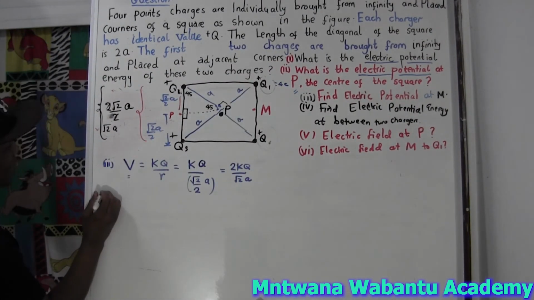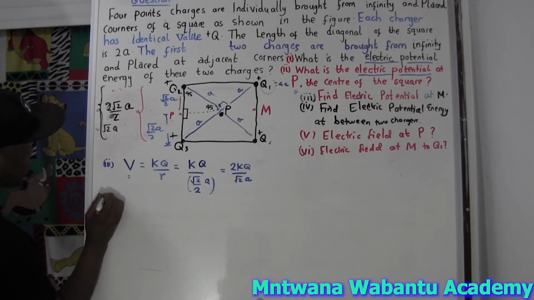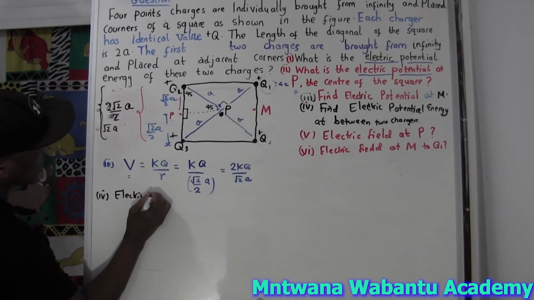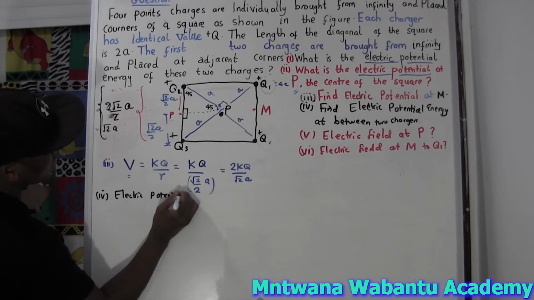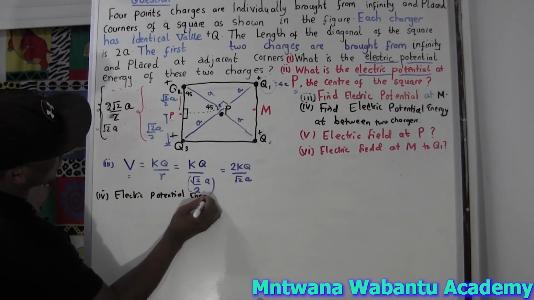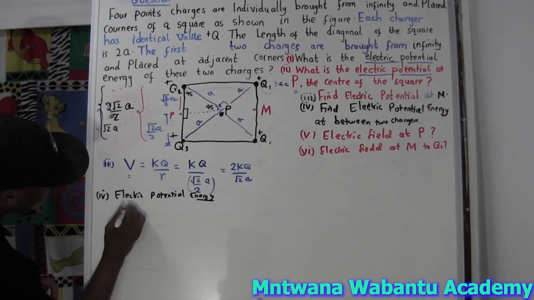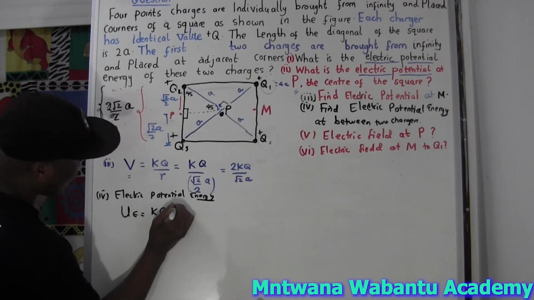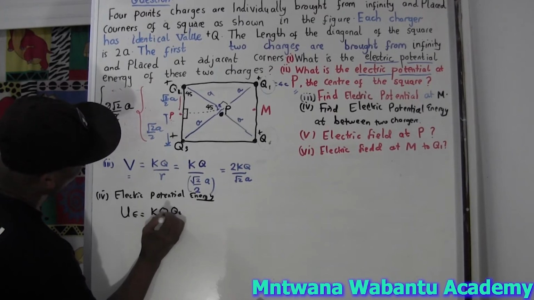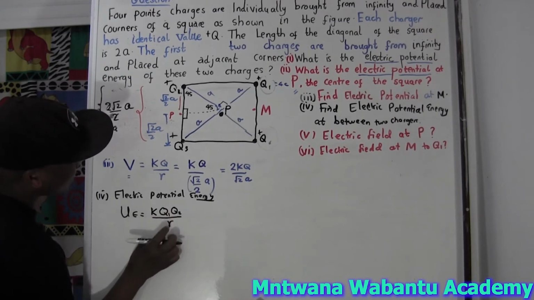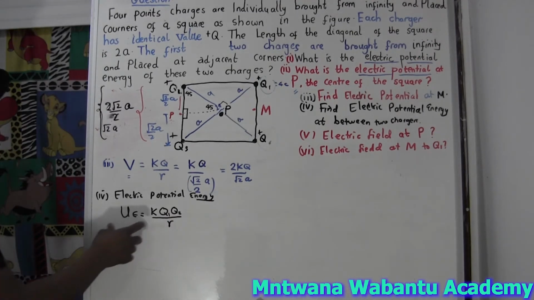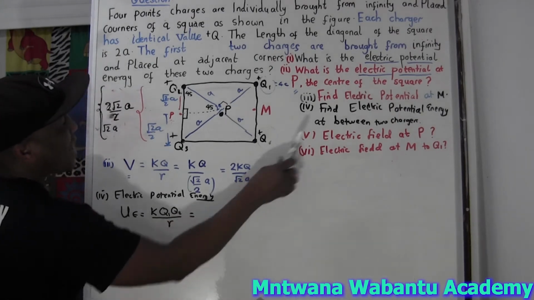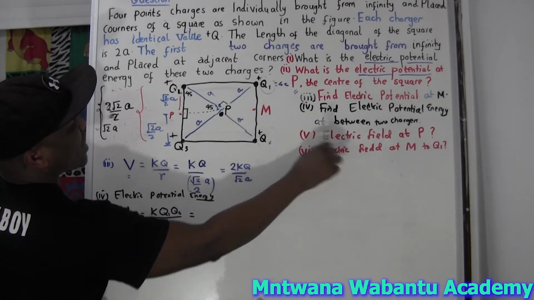Okay, so electric potential energy. The moment they say energy, use this formula here: K times the first charge, times another charge, let's say charge 1, charge 2, over the distance of separation. For this case it's not the radius, it's the distance of separation. So that's the electric potential energy between the two charges.